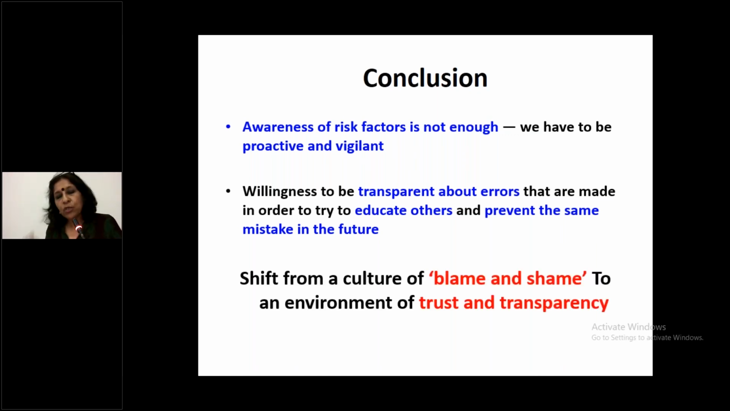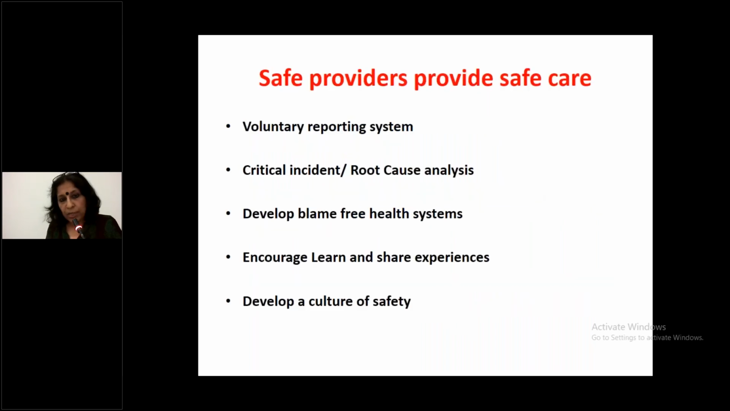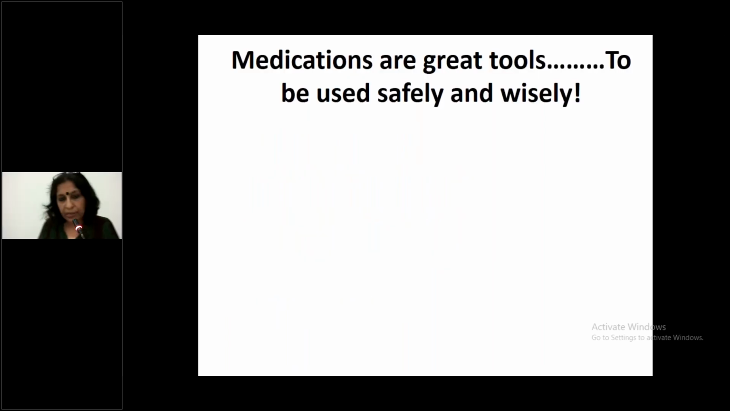So every institution has to shift from a culture of name, blame, and shame to an environment of trust and transparency. And safe providers only can provide safe care. We have to come up with voluntary reporting systems about errors which may have occurred. Critical incident root cause analysis should be there as part of the audits. Develop blame-free health systems, encouraging learning and sharing experiences, developing overall a culture of patient safety.